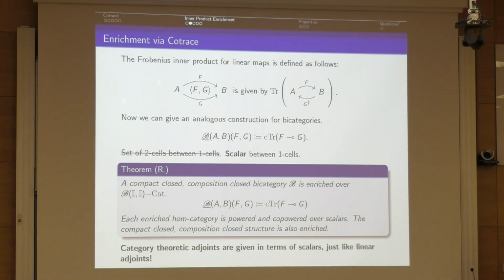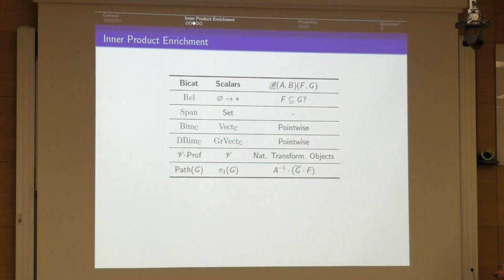And in addition, each Hom category, so each category of one cells with scalars, is powered and co-powered over the scalars. So there's this kind of weighted limit, co-limit condition as well. And one thing that I think is nice about this is that it means that we can think about, for example, adjoint profunctors in terms of scalars in the same way that you do with linear adjoints. So that's kind of nice.